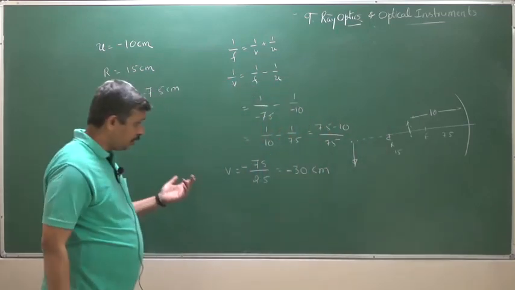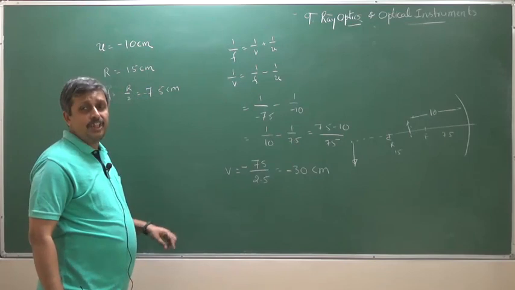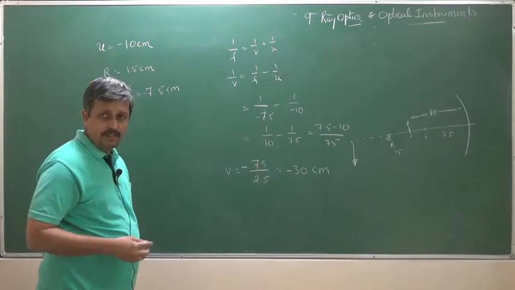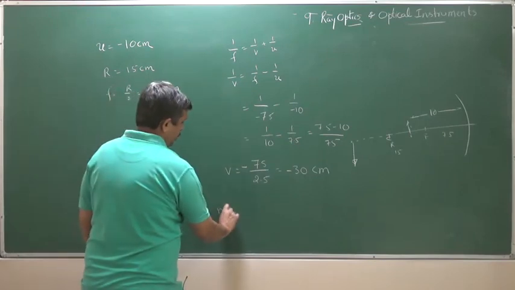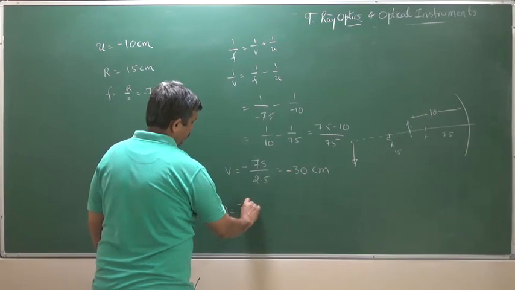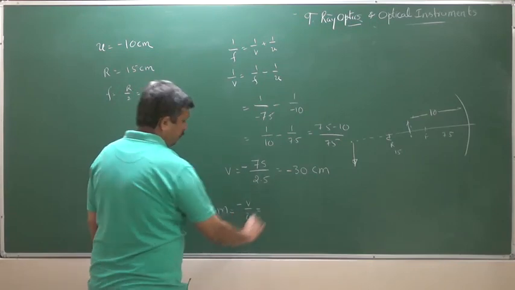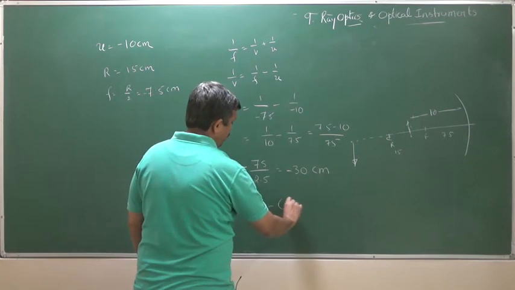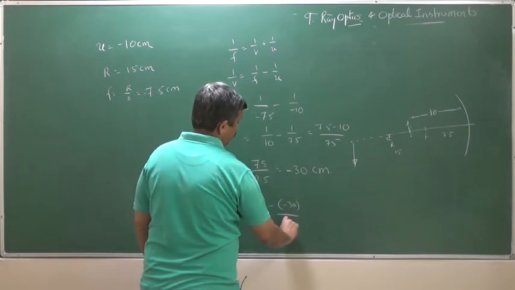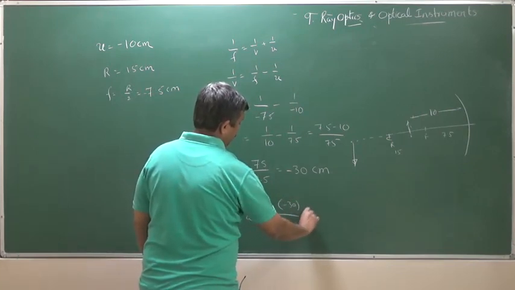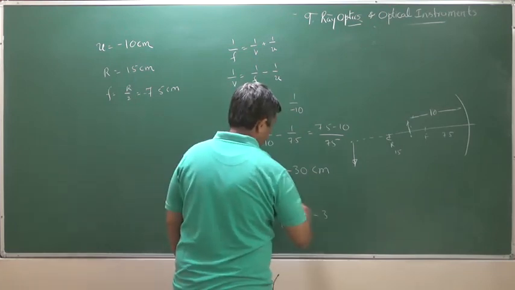So you also have to find out the magnification. Magnification is equal to minus v by u, which is minus of minus 30 by minus 10, which is nothing but minus 3.